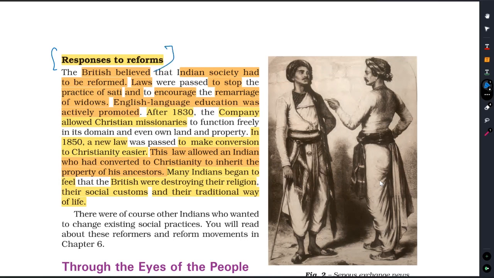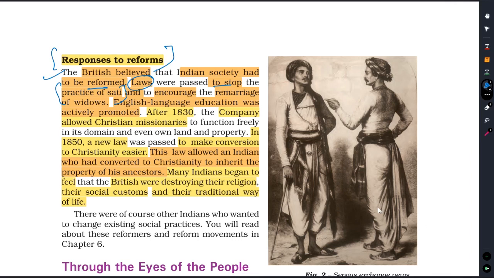Responses to the reforms. These Britishers believed that Indian society had to be reformed. They thought that our Indian society was very backward looking. So, they started to implement new laws. Laws were passed to stop the practice of sati. What does this sati system mean?